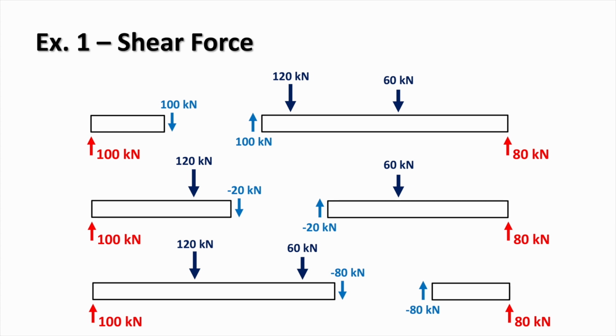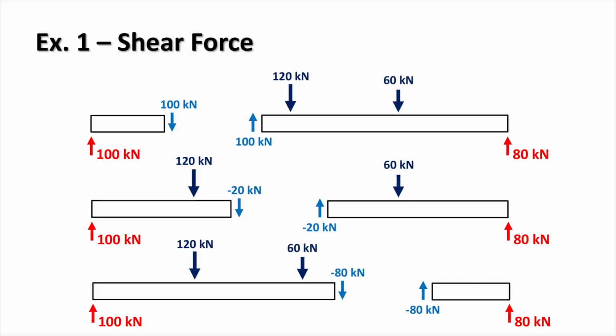As soon as we pass the reaction at support A, which is 100 kilonewtons upwards, the shear force increases to plus 100 kilonewtons. When we pass the 120 kilonewton downward load, the shear force decreases by 120 kilonewtons, giving us 100 minus 120, which equals minus 20 kilonewtons. Finally, when we pass the 60 kilonewton downward load, the shear decreases again. Minus 20 minus 60 gives us minus 80 kilonewtons.